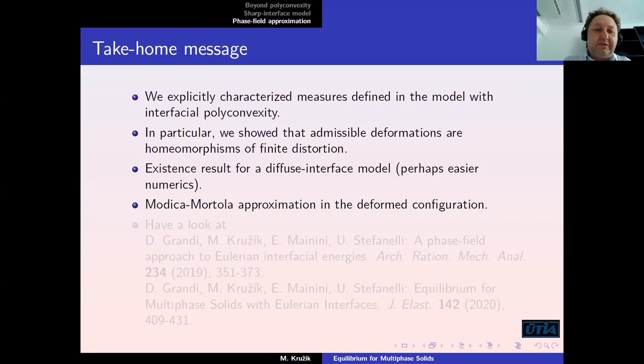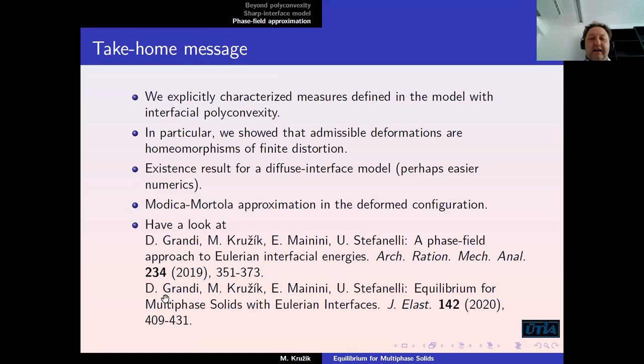The first one, in ARMA, is just a two-phase model, and then the second one, in the Journal of Elasticity, is for multiphase materials, where there are some other conditions coming, like the surface tension coefficients or the interface energies having to satisfy some relationships, just to make sure that there can be an interface and so on.